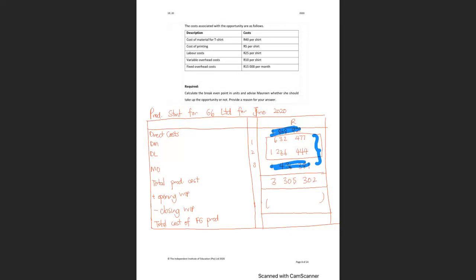Your opening was 43,394. Your closing was 617,450. That gives you then at the end 2,731,246 for your production statement. Then you're going to draw up note number 4, which is your cost of finished goods sold.